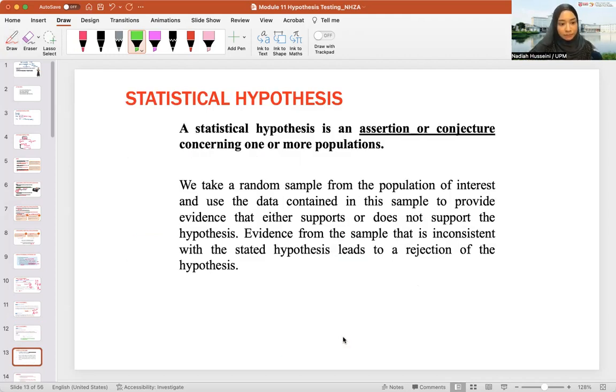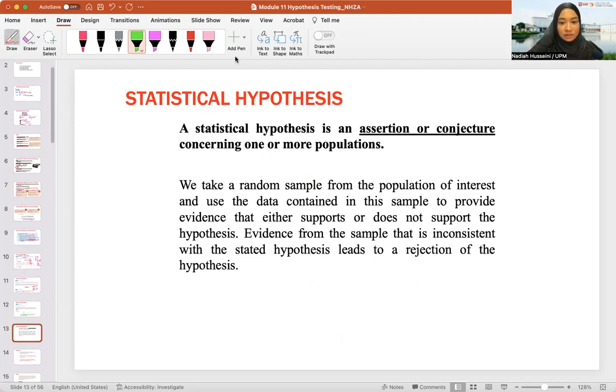Next. Okay, all right. Let me just recap on statistical hypothesis. So I have a chat here: Doctor, how small is too small? Okay, good question. I forgot to mention that.